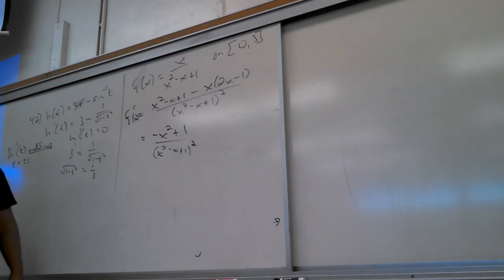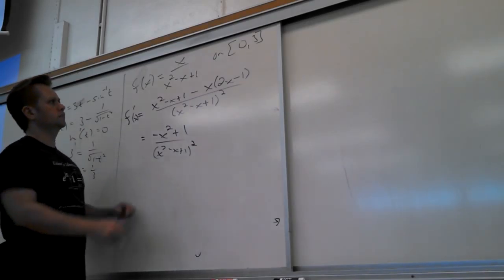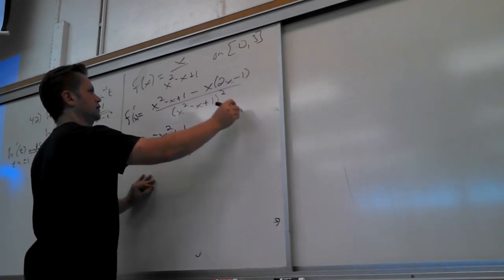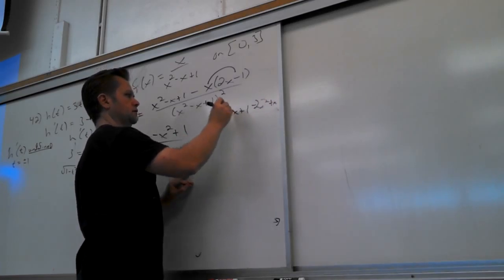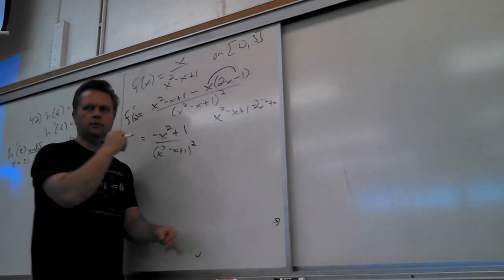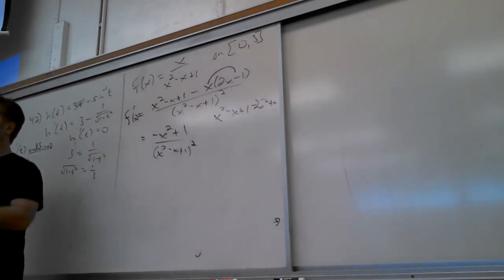Wait, can it be minus 2x squared minus x? So let's see, we got x squared minus x plus 1 minus 2x squared plus x. The x's cancel. What's that? What's going on there?